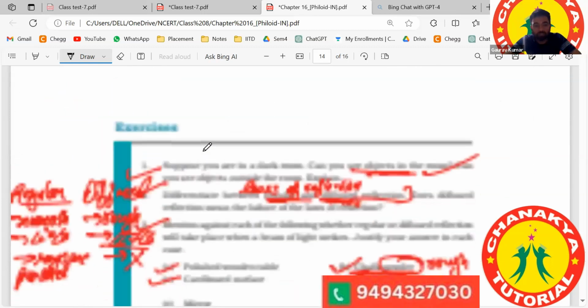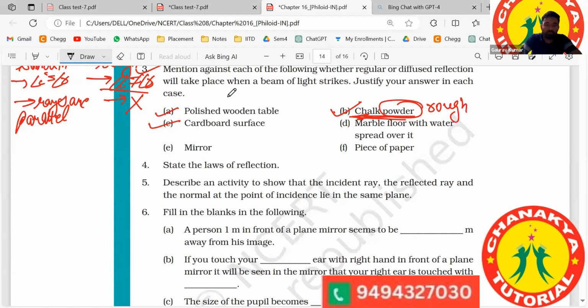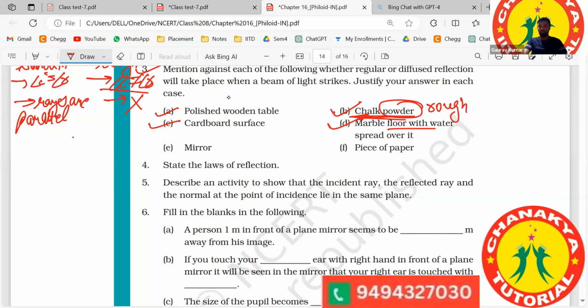And let's move to the next one. So we were talking about cardboard. Tell me, is cardboard smooth or rough? It is rough, sir. Good, it is rough. Now, a marble floor with water spread over it: regular. Smooth and polished surface: regular.